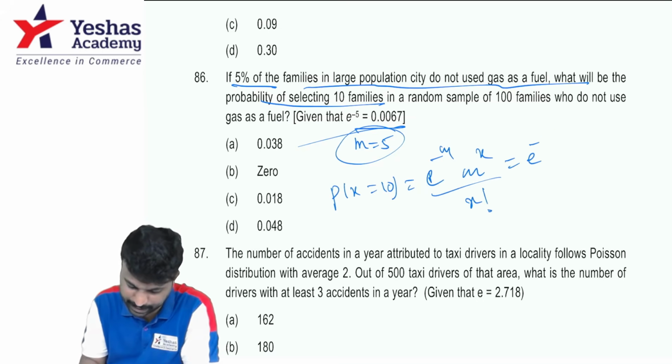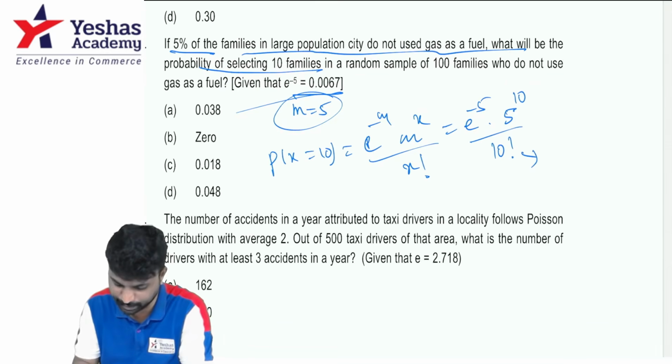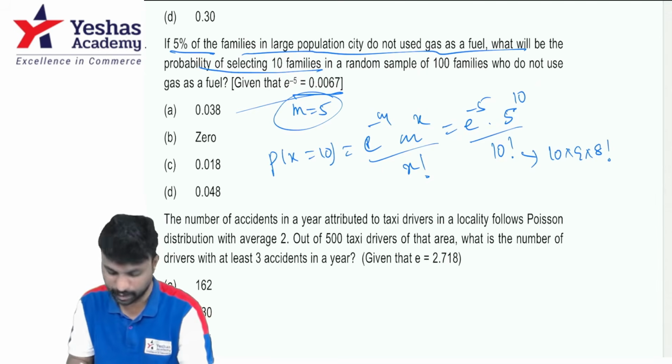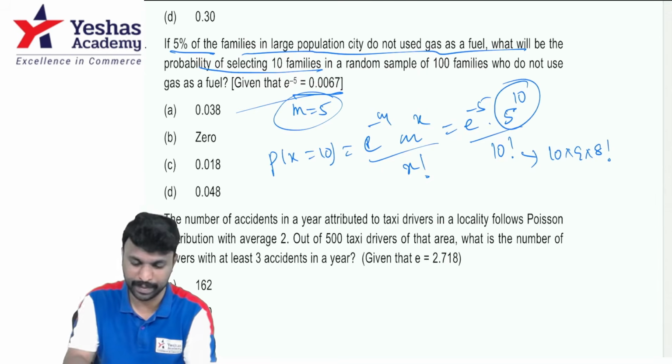So e power minus 5, m is 5 again. So m is 5 again and x is 10 divided by 10 factorial. Guys, you know the fact that 10 factorial can be written as 10 into 9 into 8 factorial. Correct? Yes or no? Now first of all 5 power 10 you do. Type 5 press into 10 means you can split it as 5 into 2 again. Press equal to 4 times.